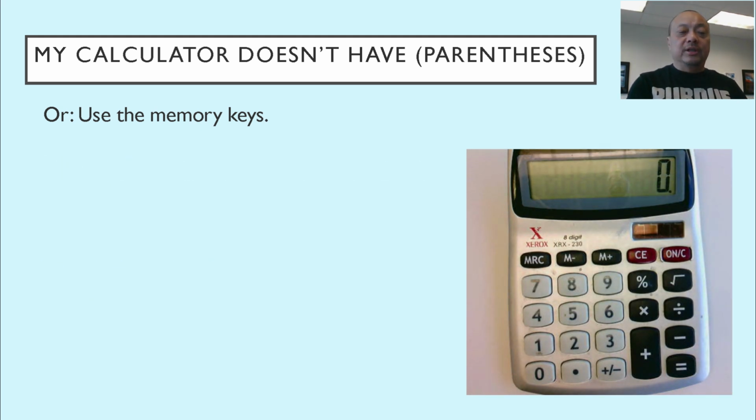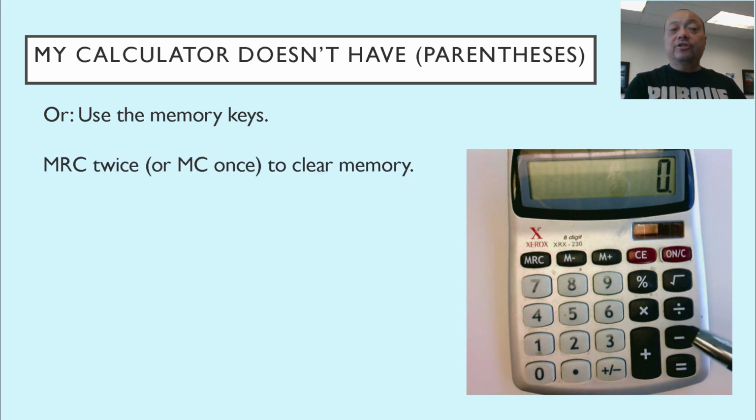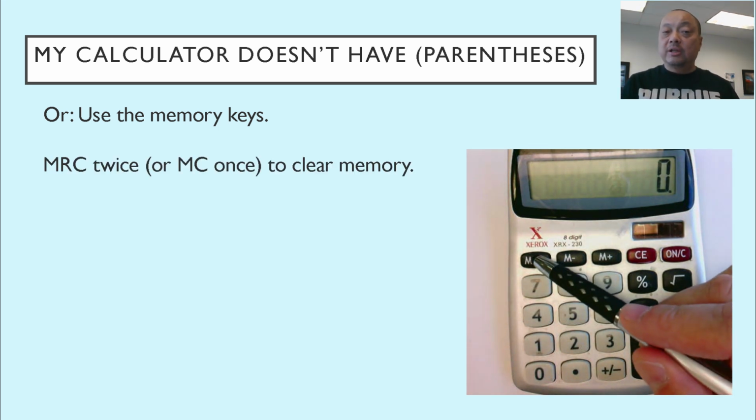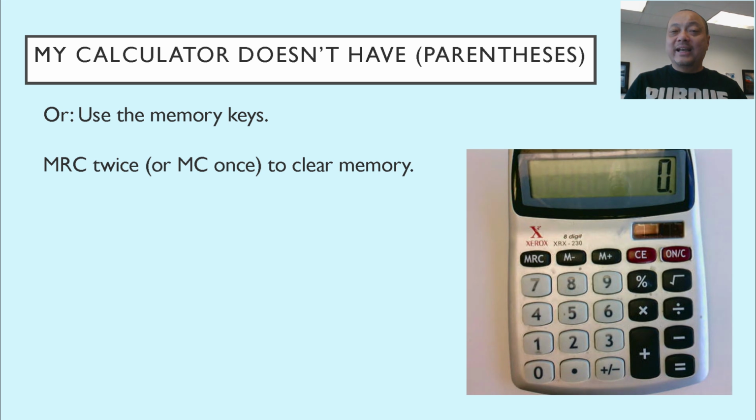Let me show you how to use this. First, I press MRC twice to clear the memory. Your calculator may say MC, use that. Now the memory is 0.